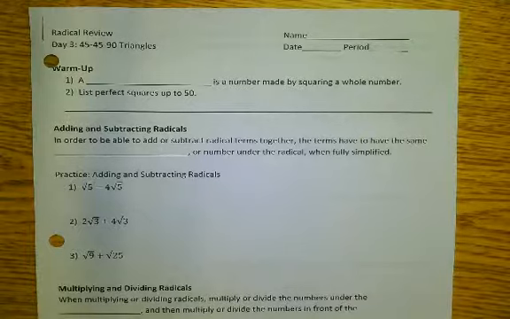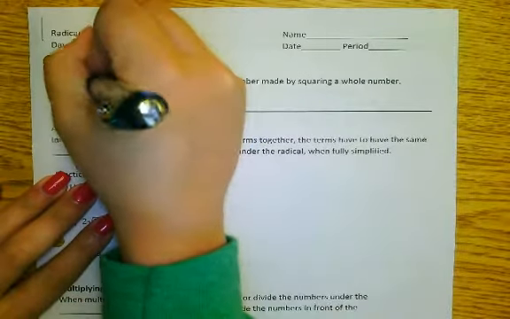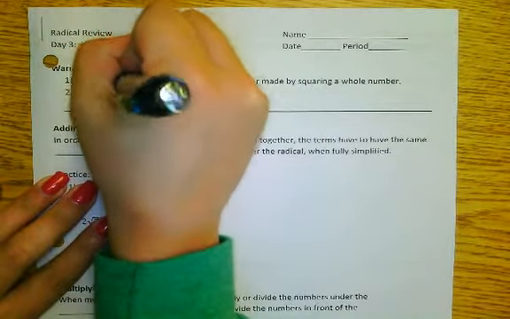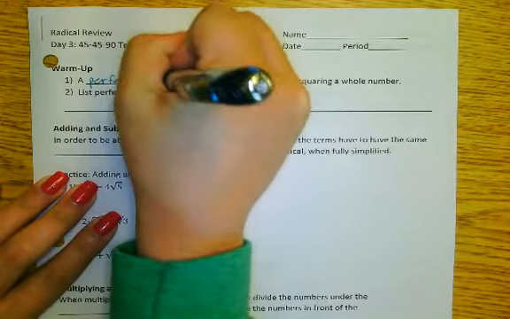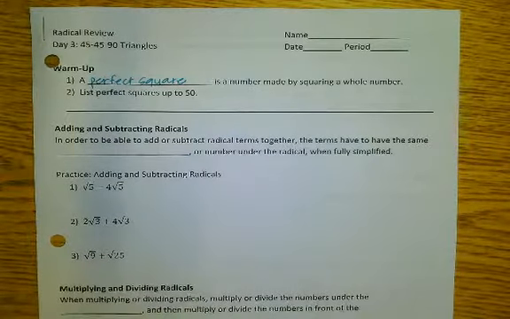All right. So for our warm-up, we are going to talk about radicals. So, number one, a blank is a number made by squaring a whole number. Does anyone know what that term should be? Okay, hopefully in your head, or somebody might have said it out loud, said perfect square. So a perfect square is a number that is multiplied by itself. Okay, so by squaring a whole number.